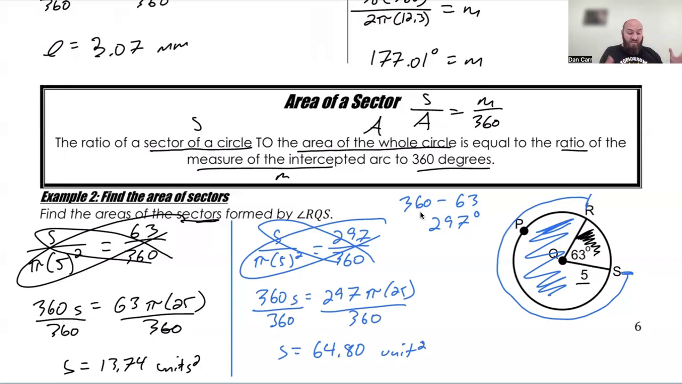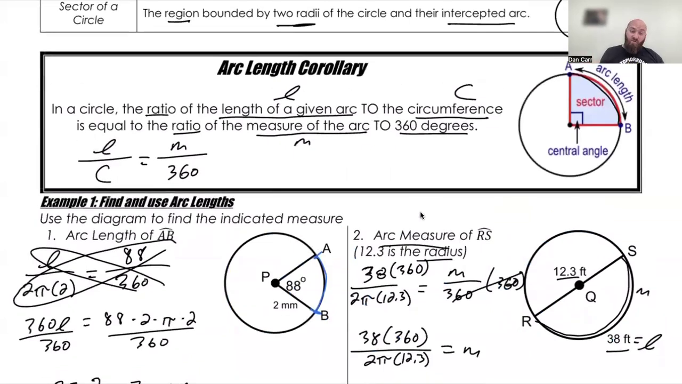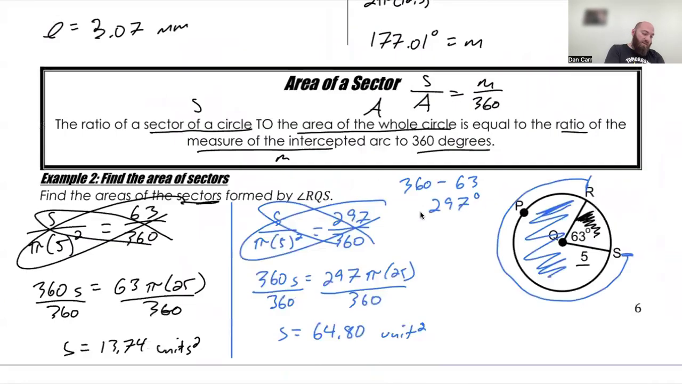Okay, and that is actually it for today. So again, the main idea here, if we need to find the arc length, so it's a portion of the circumference, we can set up a proportion where we do arc length compared to circumference is the same as the arc measure compared to 360. Then the other thing we did was area of a sector, which again, area of a sector is a portion of the entire circle's area. So we could do the same kind of setup. The ratio of the sector compared to the area of the circle is the same as the ratio of measure to 360.